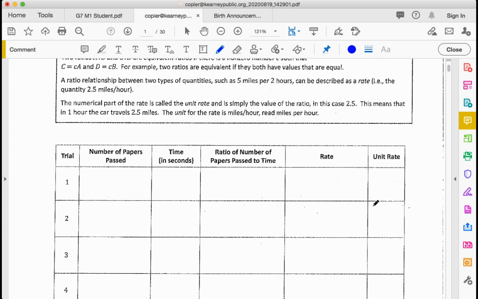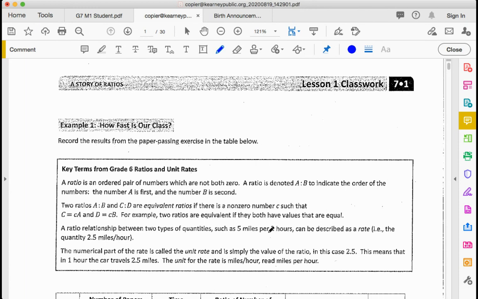All right, so here's the deal. We just did our paper passing out. On your paper, page 1 up at the top here, I just scanned these pages because they're slightly different than my old document. This could be very similar. How fast is our class?